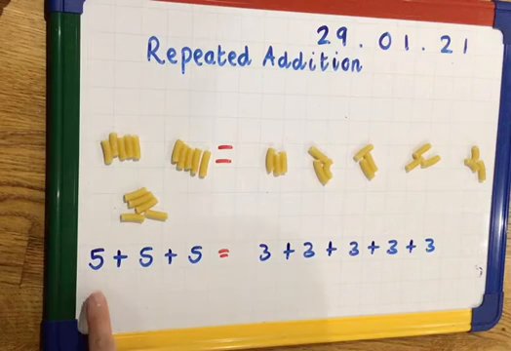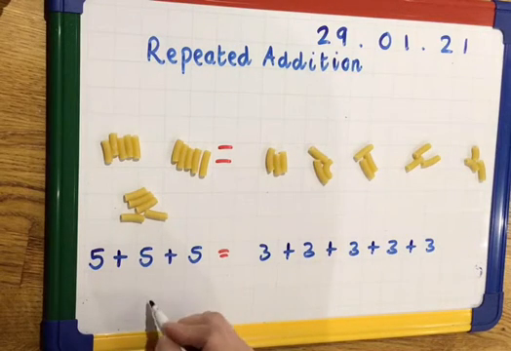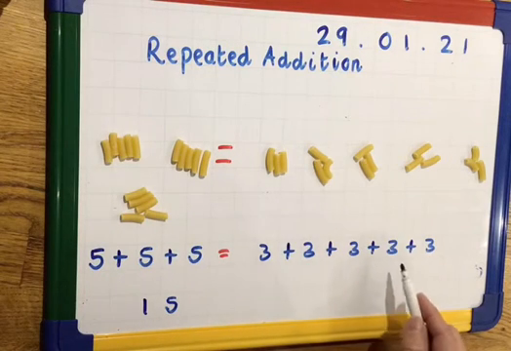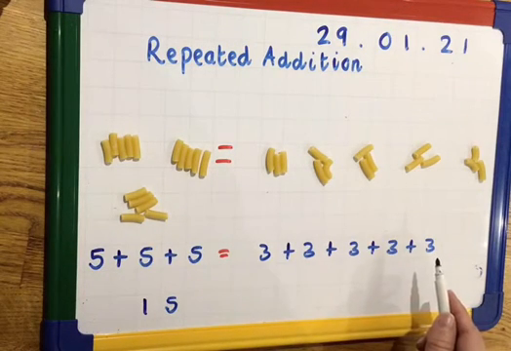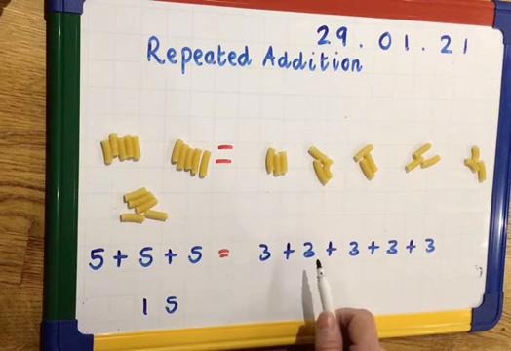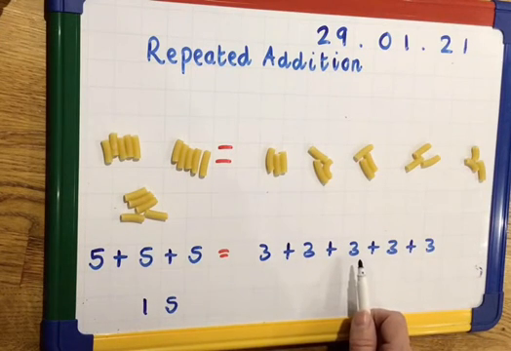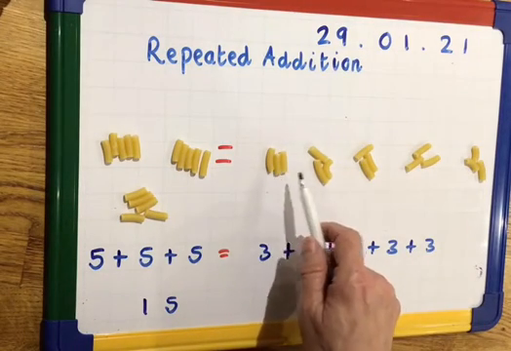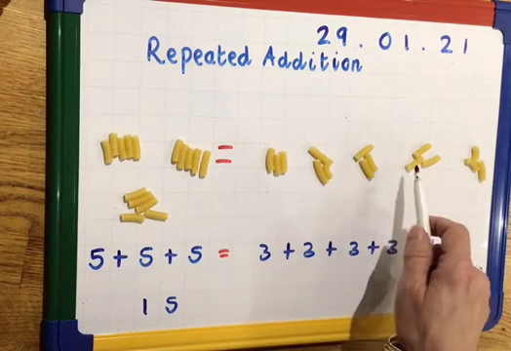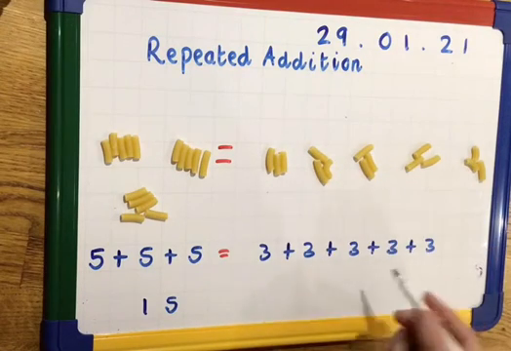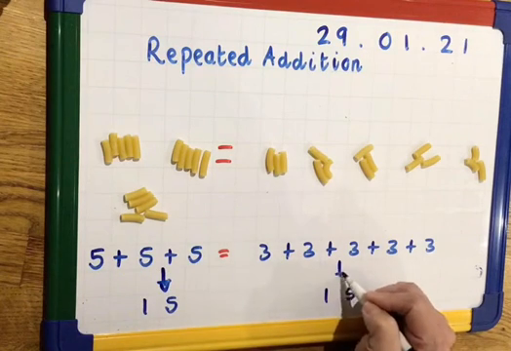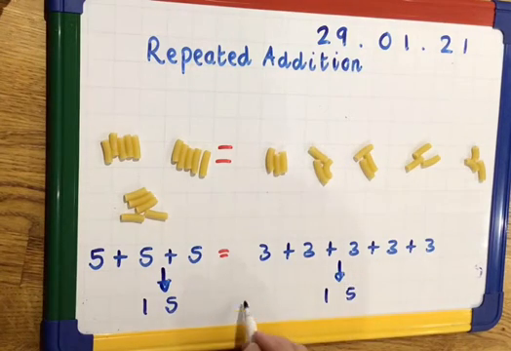Well, 5 add 5 add 5 is 15. And 3 add 3 add 3 add 3 add 3 is also 15, because 3 add 3 is 6, add on 3 is 9, add on 3 is 12, add on 3 is 15. Let's just check. 1, 2, 3, 4, 5, 6, 7, 8, 9, 10, 11, 12, 13, 14, 15. So that's also 15. So both of those add up to 15. So I can say 15 is the same as 15.